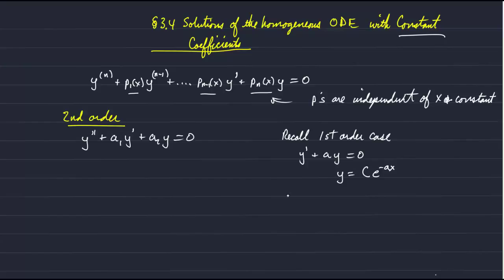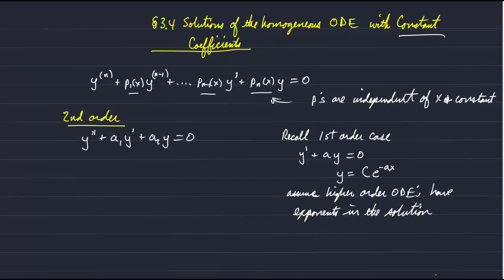So let's assume higher order ODEs have exponents in the solution. That's certainly a logical function to try, and let's see what happens. So let's assume that y is equal to e to the lambda x, where lambda here is just a constant.